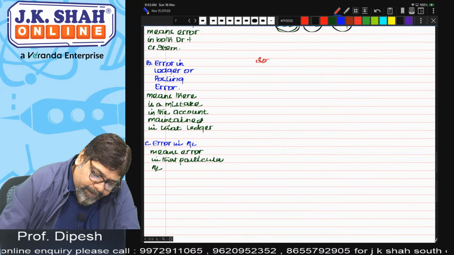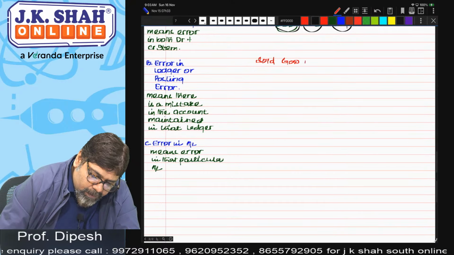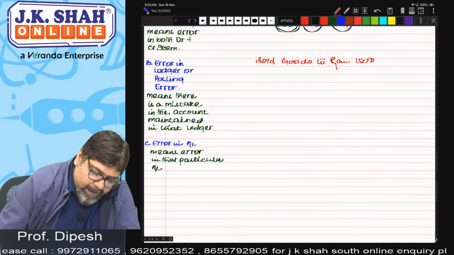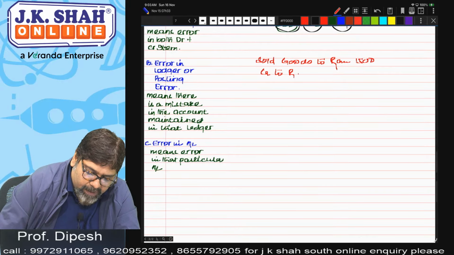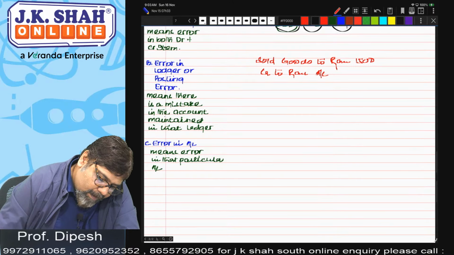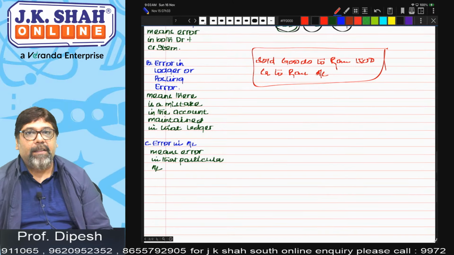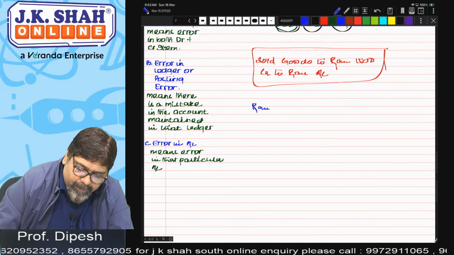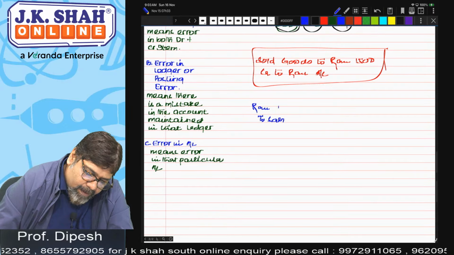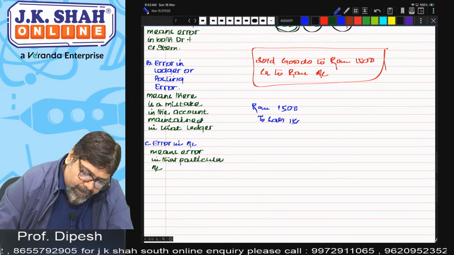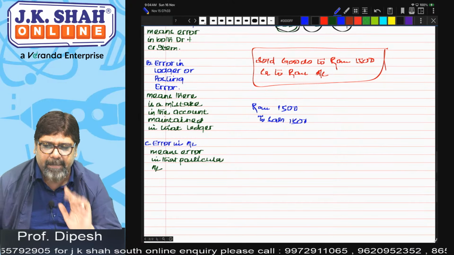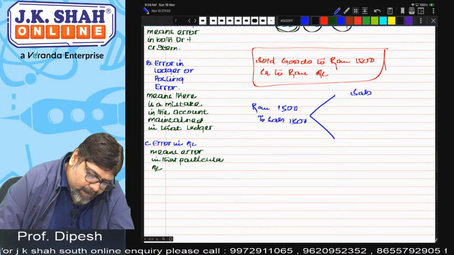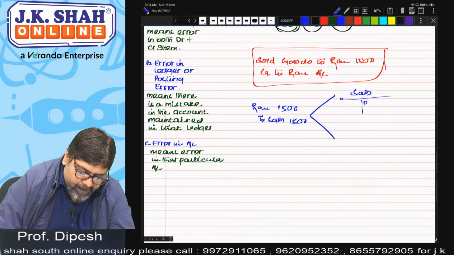Now understand this. Suppose I say sold goods to Ram 1,500, credited to Ram's account. So there is an error while posting. So what I did, I passed the correct journal entry, Ram to sales 1,500. I did not make any mistake over there. Then from there I went to sales account. In sales account I was supposed to write by Ram, I wrote.